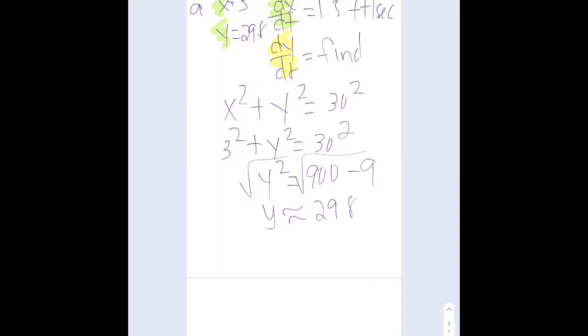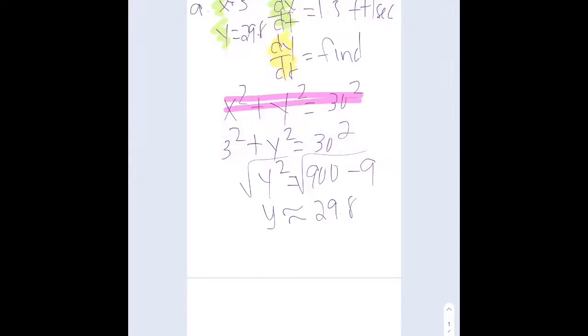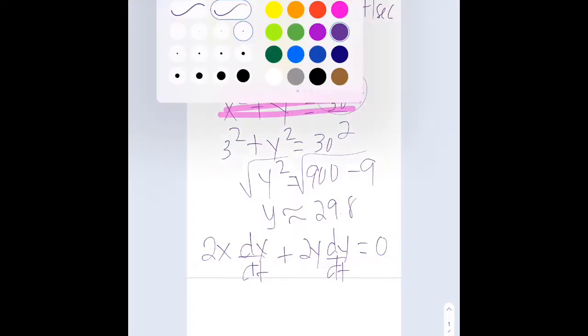Okay, so now I am ready to differentiate. This is where video 1 comes in. This is where I just differentiate with respect to time and plug in my values. So that's why I had you do that yesterday. So here's my equation. When I differentiate that with respect to time, I get 2x dx dt plus 2y dy dt, and that is going to equal 0 because the derivative of any constant is 0.